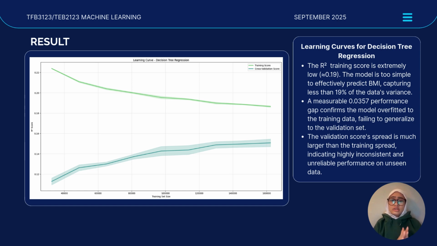And next, there's a measurable 0.0357 performance gap that confirms that the model is overfitted to the training data, which fails to generalize to the validation set. And lastly, the validation score spread is much larger than the training spread, which indicates a highly inconsistent and unreliable performance on unseen data.